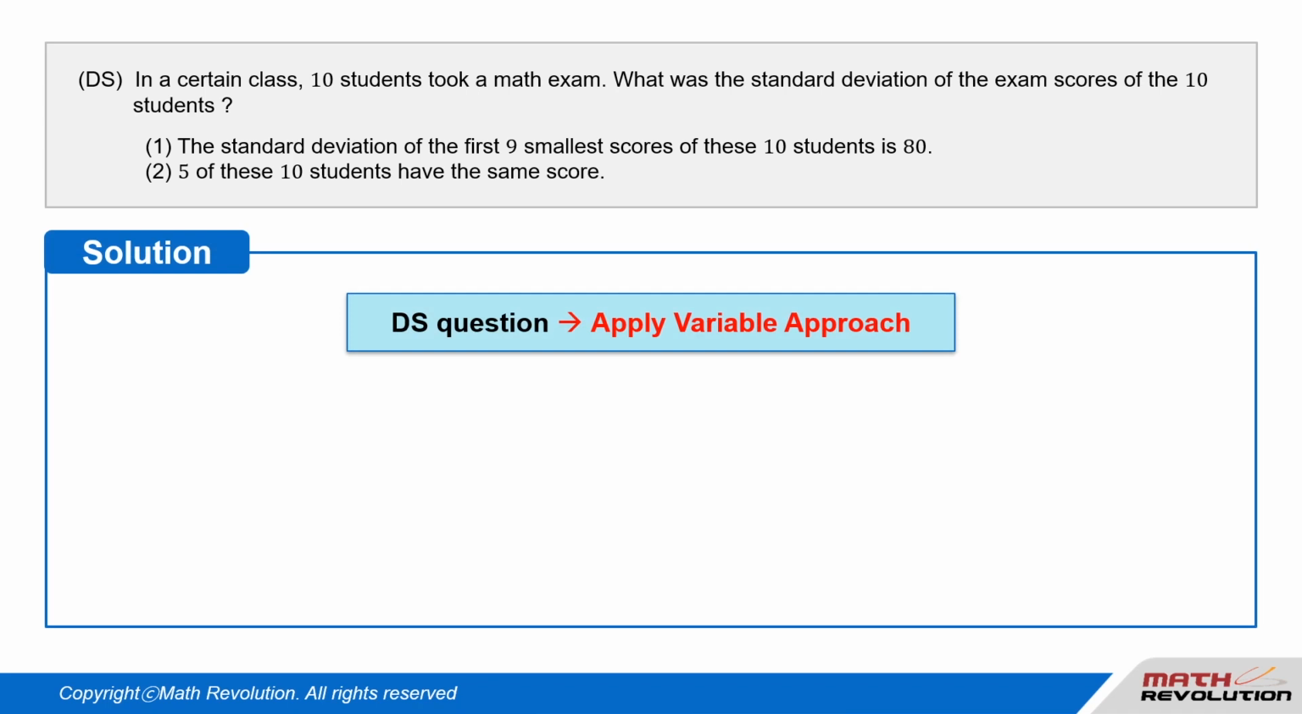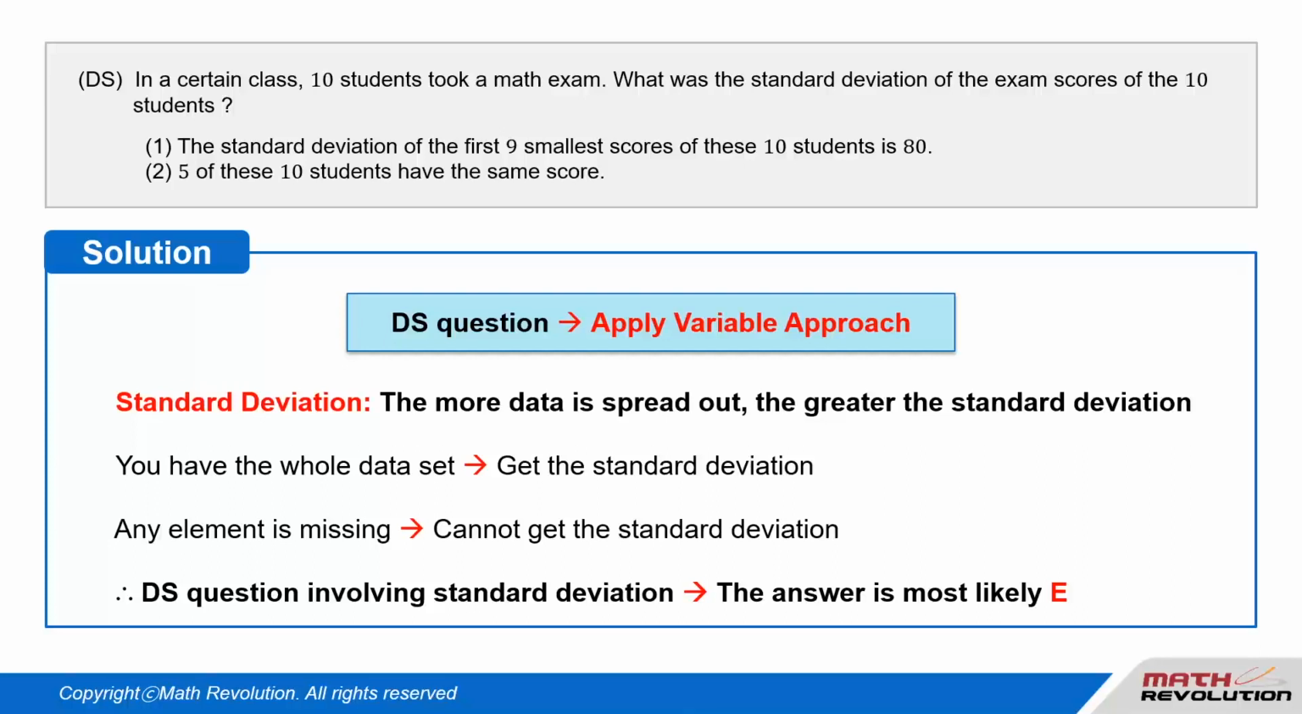Solution: let's solve this DS question using the variable approach. Standard deviation is one of the most common measures of dispersion. The more data is spread out, the greater the standard deviation. That is, the further away an average data point sits relative to the mean. If you have the whole data set, you can follow steps and get the standard deviation. If any element is missing, it becomes pretty difficult. So if you come across a DS question like this involving standard deviation, the answer is most likely E.